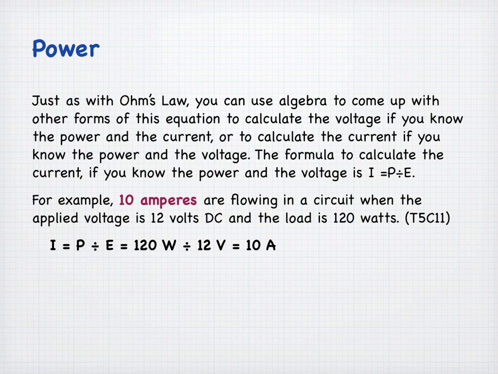10 amperes are flowing in a circuit when the applied voltage is 12 volts DC and the load is 120 watts. So in this case, we're using the word load to mean the power being consumed by the circuit. So our equation is I equals P divided by E, and in this case that's 120 watts divided by 12 volts, so the current is equal to 10 amperes.